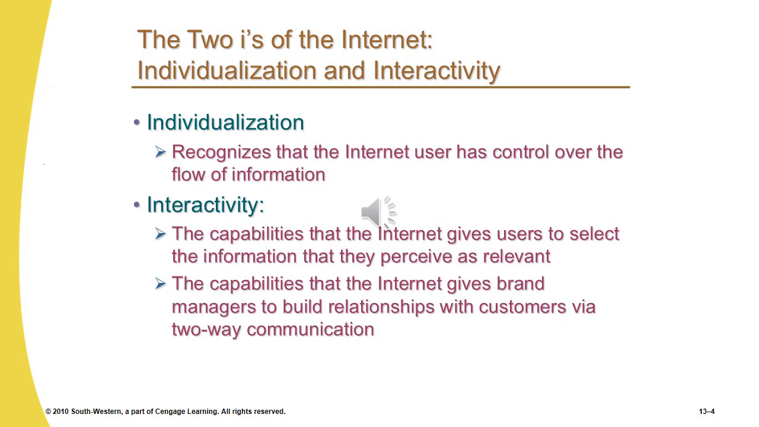The two I's of the Internet: individualization and interactivity. Individualization recognizes that the Internet user has control over the flow of information. Interactivity is the capabilities that the Internet gives users to select the information that they perceive as relevant, and the capabilities that the Internet gives brand managers to build relationships with customers via two-way communication.